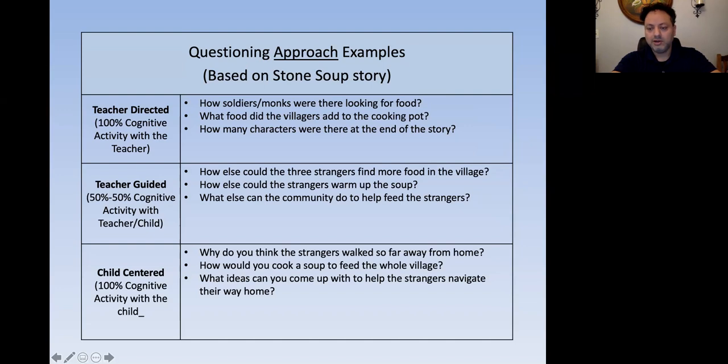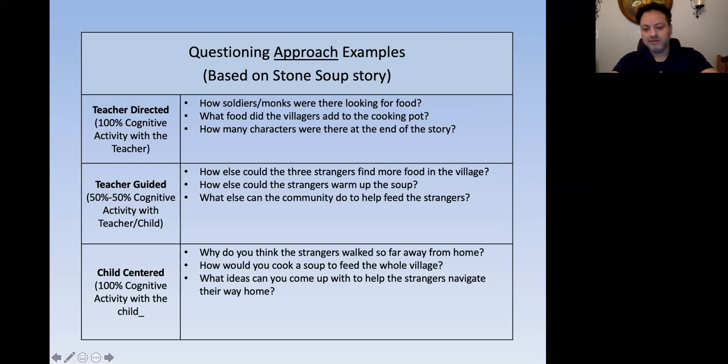These are good starting points just to get the brain going, right? So teacher-directed questions are good to find out what a child knows. And also it's a starting point. It gets that brain activity started. It's not critical thinking, but it gets it started. With teacher-guided questions, it's 50-50, right? So some of the questions can include, how else could the three strangers find more food in the village?